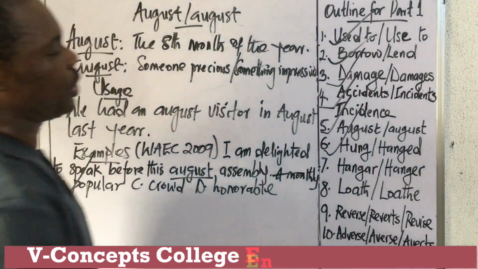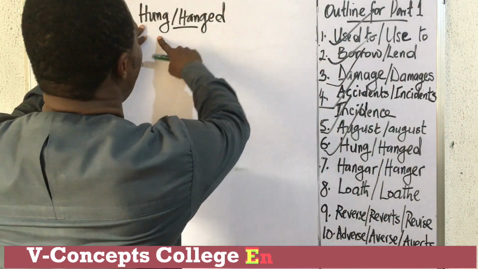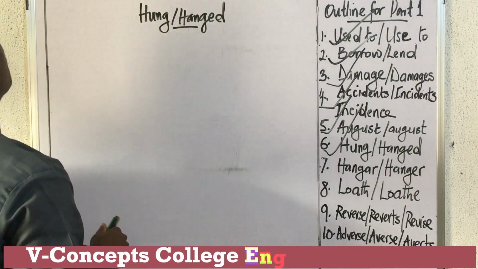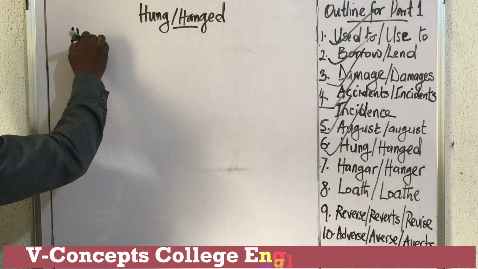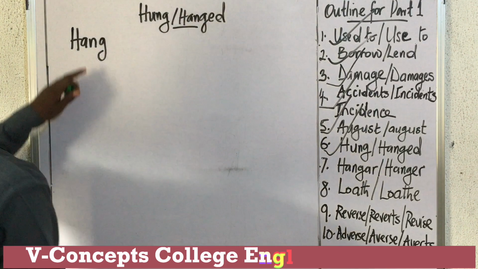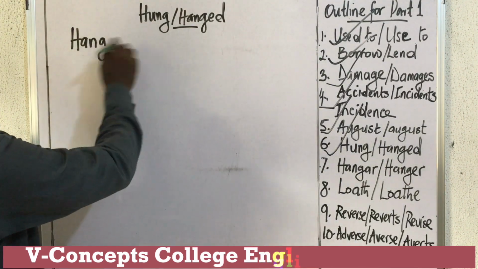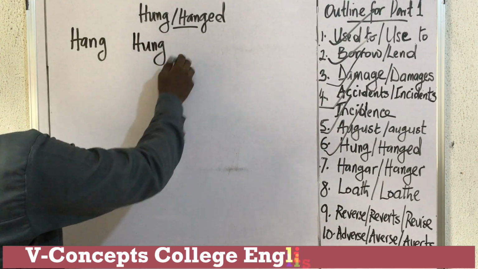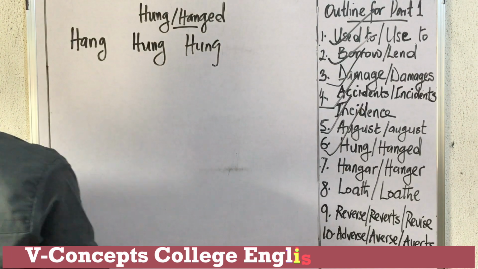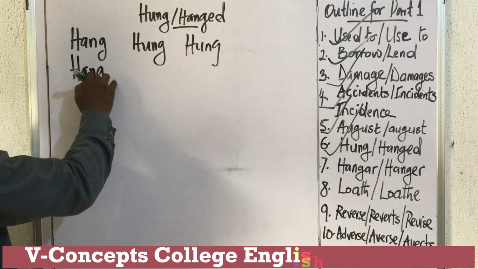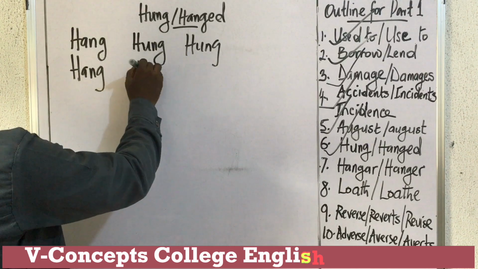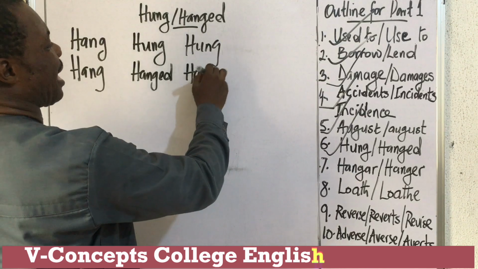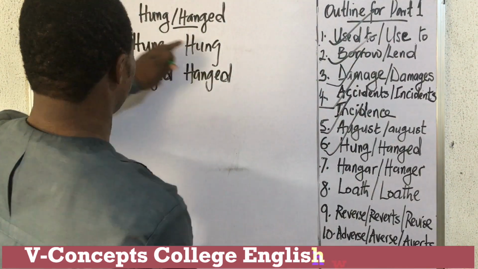We move to the next one, which is hung and hanged. These two words are coming from one root word, and the word is hang, that is to hang something. Now you can have hang, hung, hung, and then you can also have hang, hanged, hanged, as in present, past and participle.